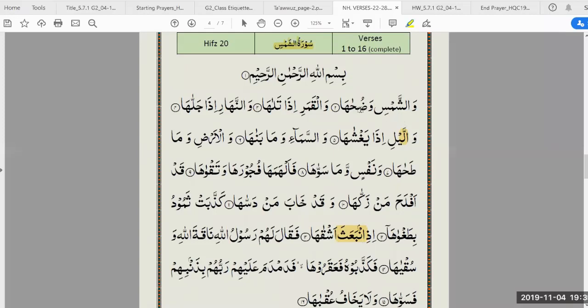And this one is a dod. And this ha has a vertical fatha, so this will be prolonged for 2 seconds. Wash-shamsi wa duhaha. Okay, good. This meem won't be prolonged, okay? Wash-shamsi wa duhaha. Okay, good. And yeah, that was good.